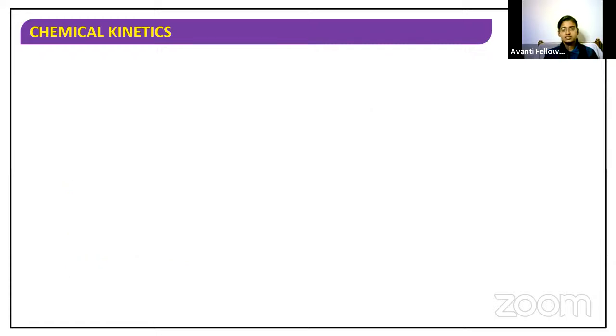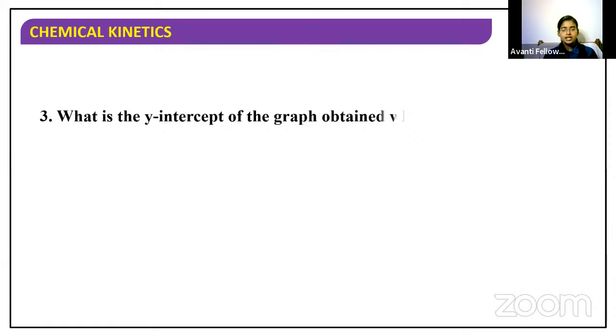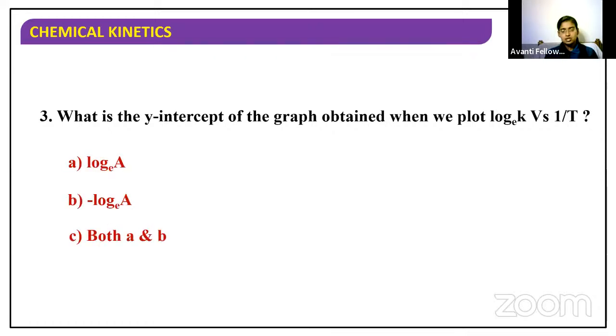Okay, so for the third question, you try. What is the y-intercept of the graph obtained when we plot log k versus 1 by T? Log A, minus log A, both A and B, none of these. Option A, very good. Option A is the intercept. It is the y-intercept which intersects the y-axis.